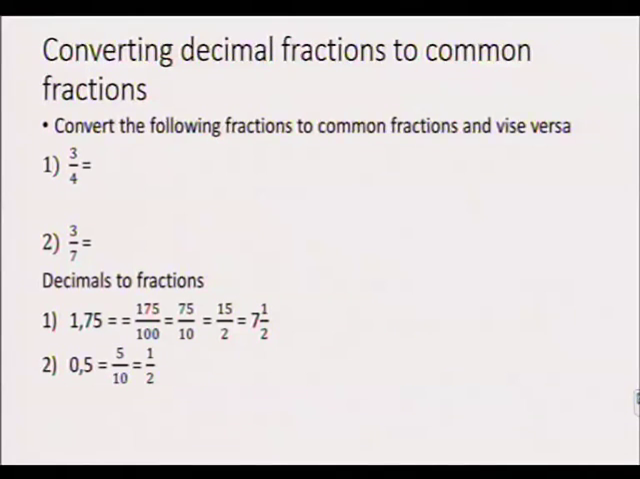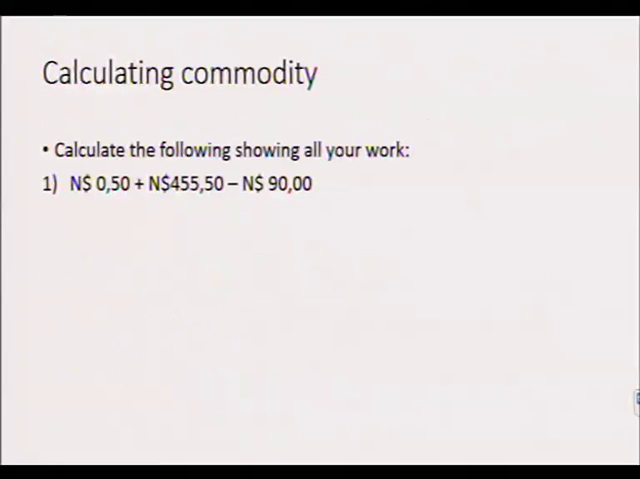The next slide is: calculate the following, showing all your working. Here we have 50 cents plus 450 minus $90. The best thing you can do here is to write these things under each other so that you can do the calculation. The first one is very easy because it's all money and it's all in dollars. So it's 50 cents plus 455.50 and $90. You just add them, and when you add, you get an answer.